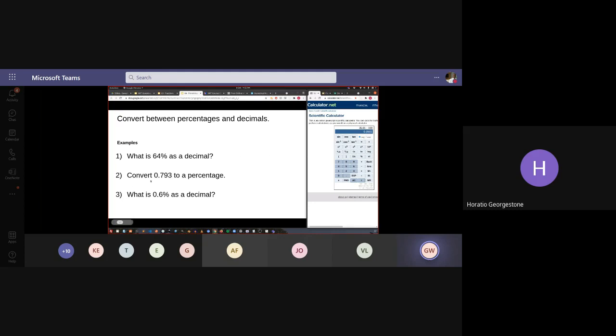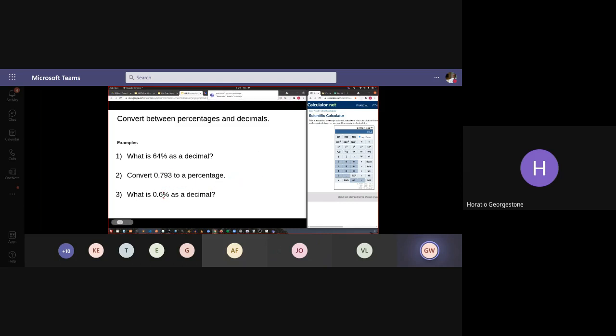So to convert a decimal to a percentage, we just do the opposite, the inverse I should say. We times by 100. So 0.793 as a percentage is 79.3%. Again, you may not need to use your calculator, it might be quite obvious to you, but just watch out because you can trip yourself up on these, and you can always use a calculator to check if you're not sure.